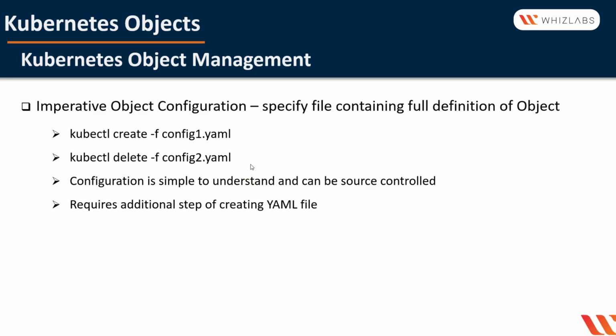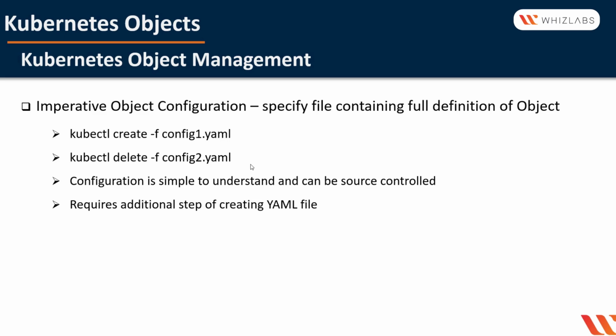On the similar lines, the replace command with kubectl updates the objects defined in a configuration file by overwriting the live configuration. Object configuration can be stored in a source control system such as Git. It is simple to share and easy to understand. It requires an additional step to create YAML files, but it also provides us the option to consolidate all the customizations and specifications in a single file. This is the most common way to create objects in Kubernetes, and we will use this method a lot in this course.